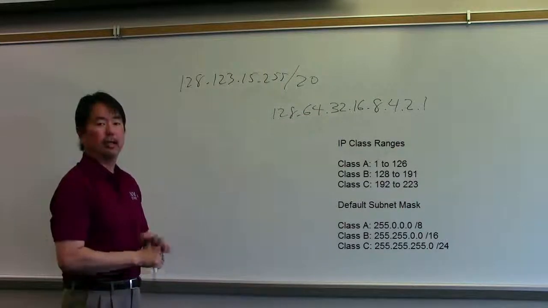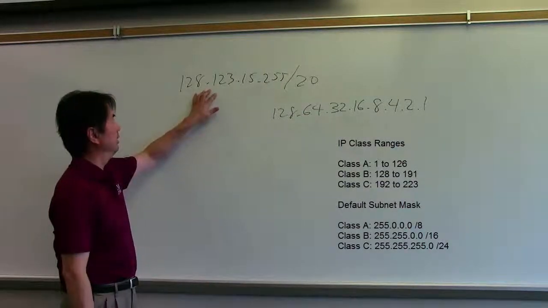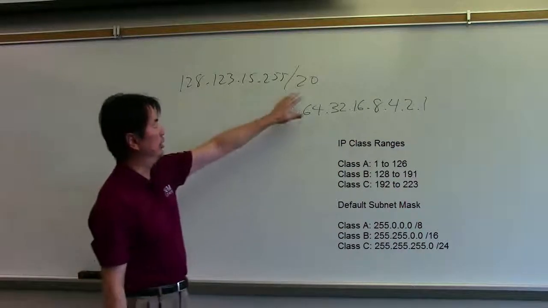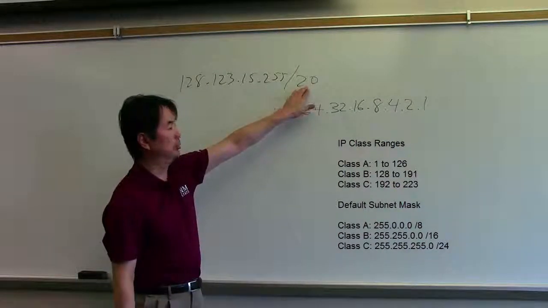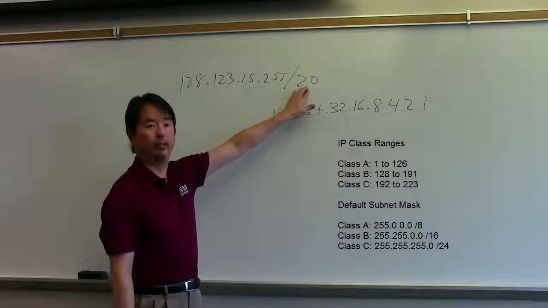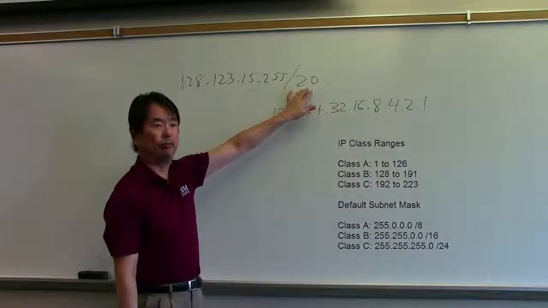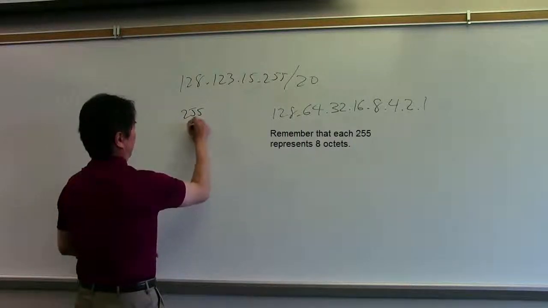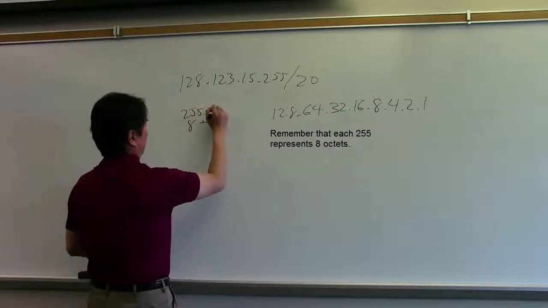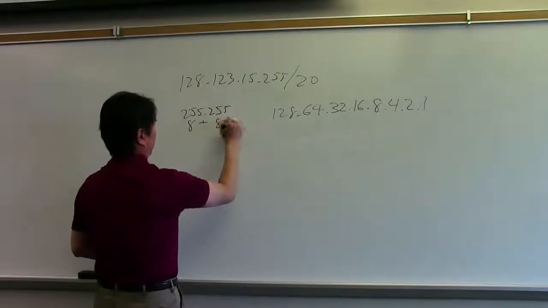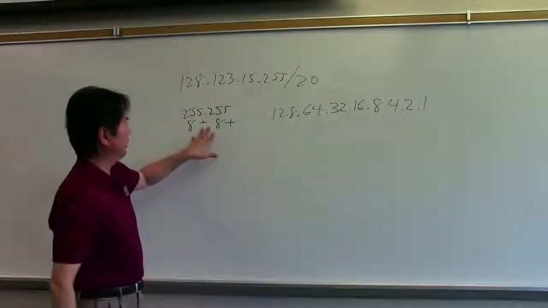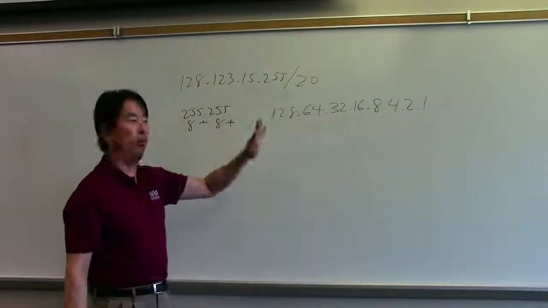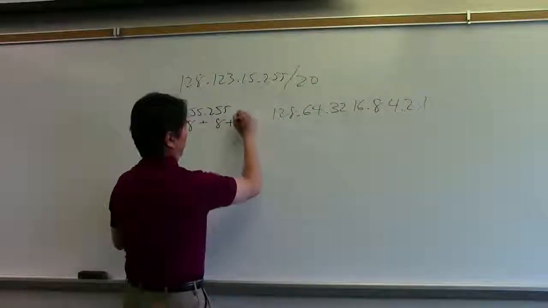Okay, now the first thing you're going to ask yourself is, what class is this? Remember, 128 is a Class B. So your next thing is going to be, what is your default that you have to have over here? You need a /16 as your minimum default for this one. So that means you're going to have a 255, 255, and then you've got 16 plus what gets you 20? That's 4. So put 4 here.